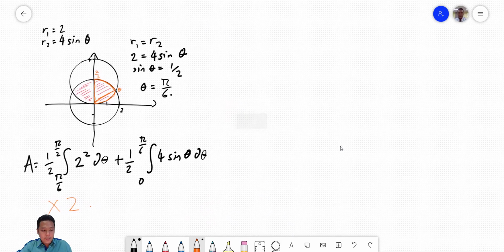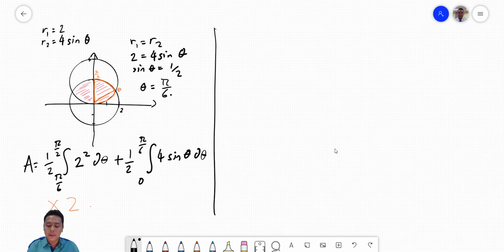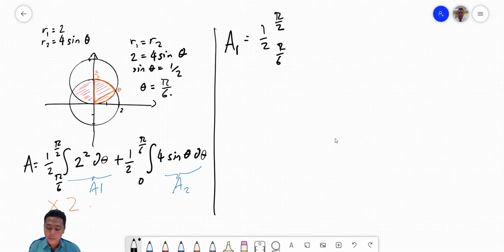Okay, similar to the previous example, you need to solve one by one. Let's say this is the first area, A1, and this is A2, and then you multiply by 2. For A1, it will be half, from pi over 6 until pi over 2, the integration of 2 squared d theta. Okay, this one is easy.